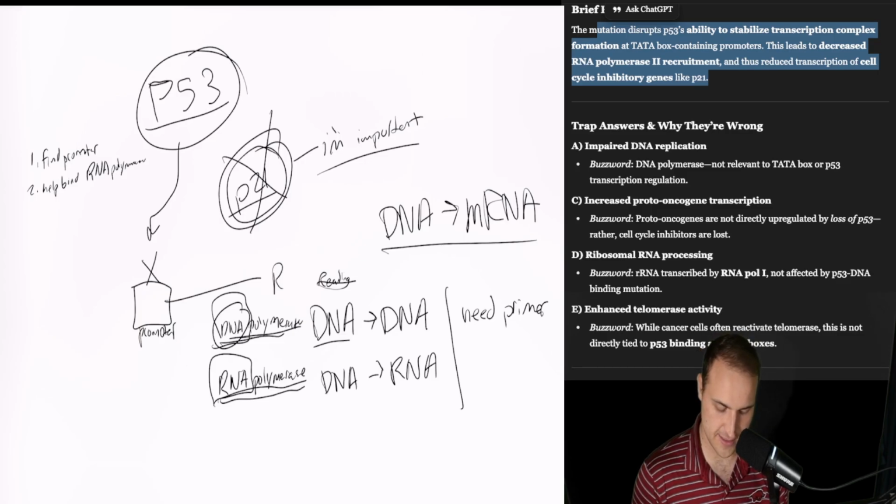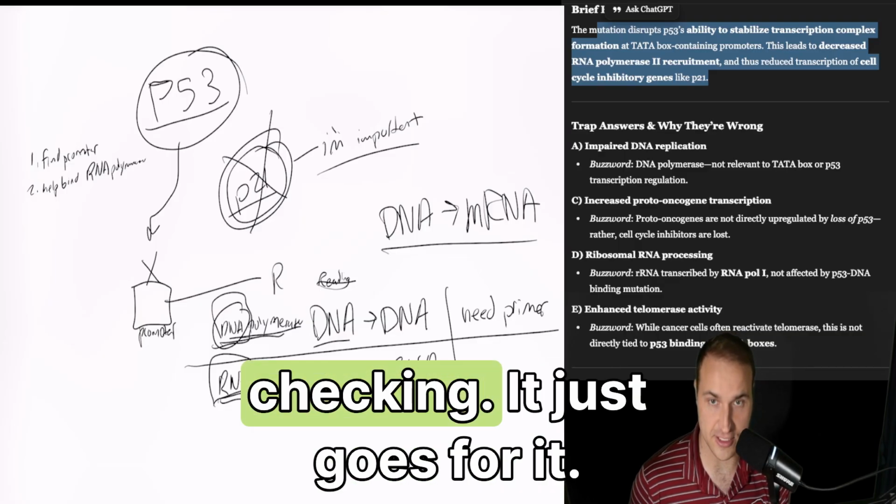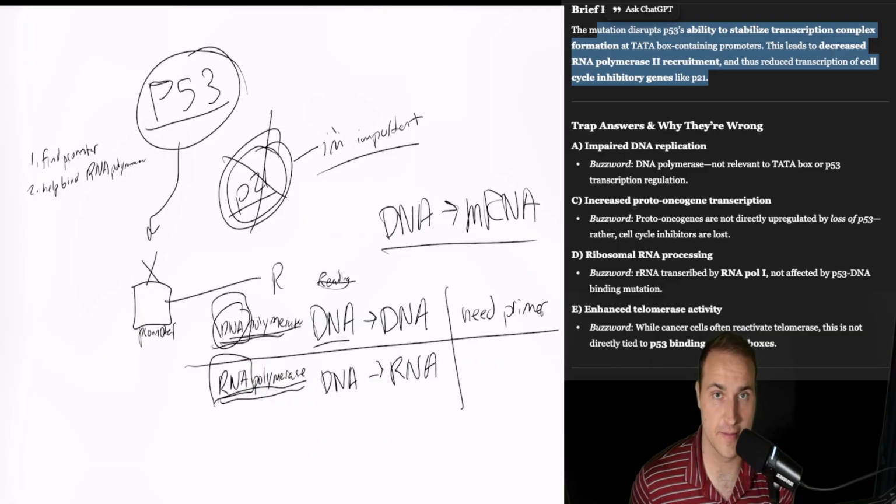However, RNA polymerase, it doesn't need that. We're good. We can start from scratch. RNA polymerase also does not have error checking. It just goes for it. There's no proofreading. Error checking does occur in the 3' to 5'. You read up, write down for DNA polymerase.